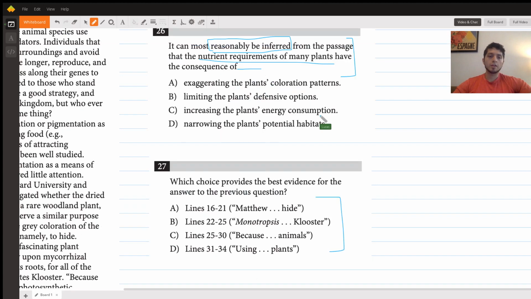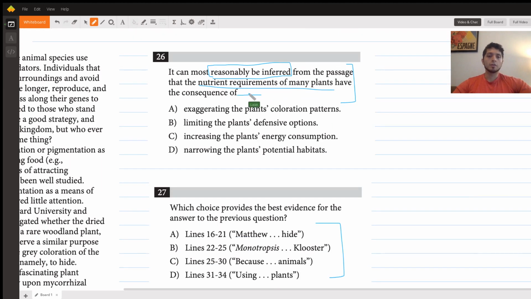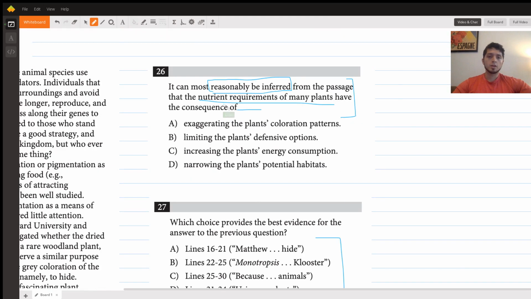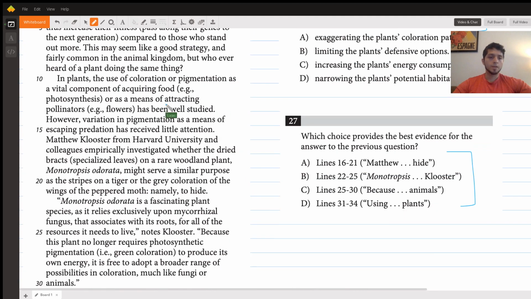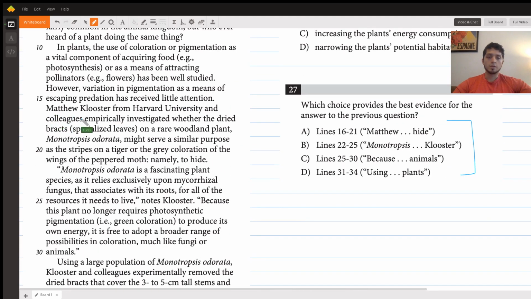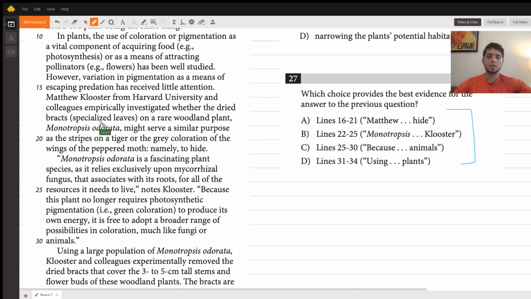So let's look through the answer choices now for 27, and we're going to look for something about the nutrient requirements of many plants. So let's start with 16 through 21. That's right here. This says Matthew Klooster from Harvard University and colleagues empirically investigated whether the dried bracts, specialized leaves, on a rare woodland plant, Monotropsis odorata, might serve a similar purpose as the stripes on a tiger or the gray coloration of the wings of the peppered moth, namely to hide.